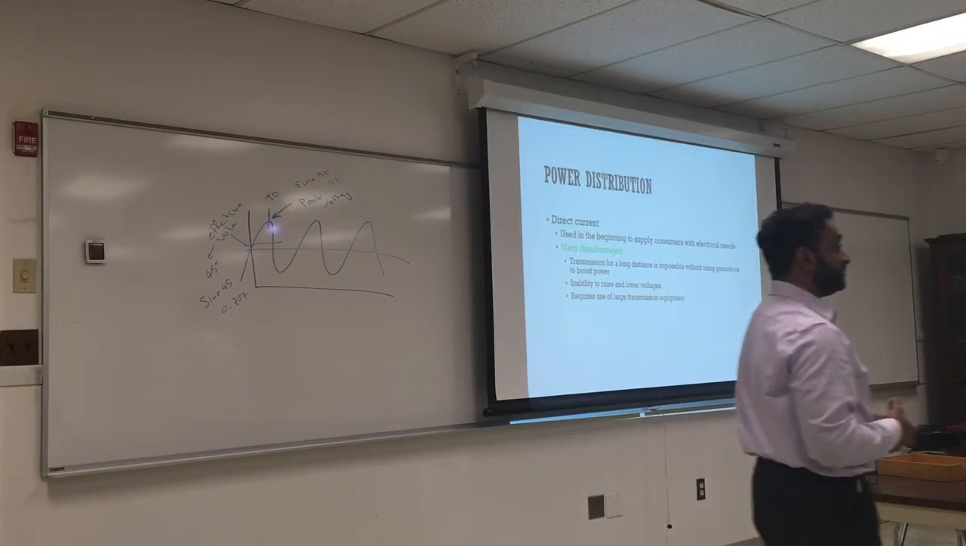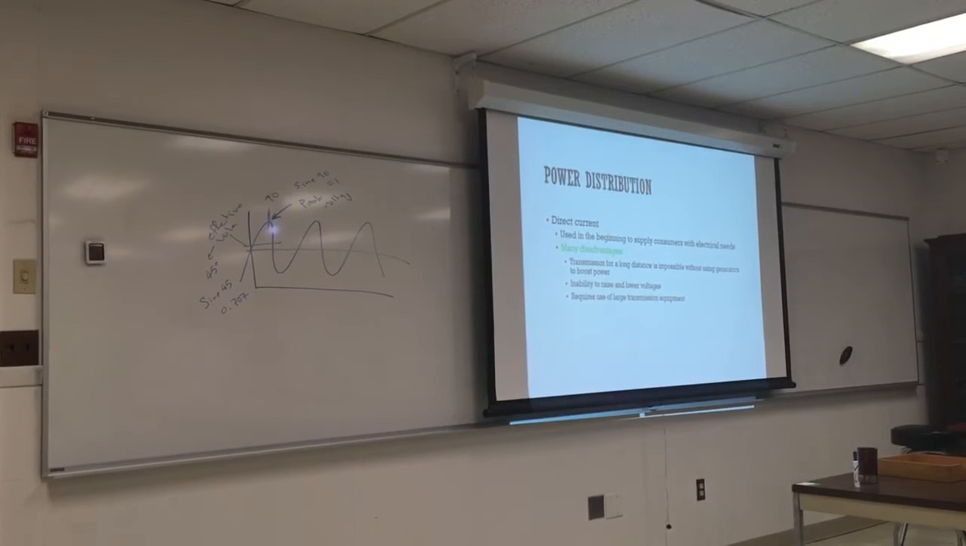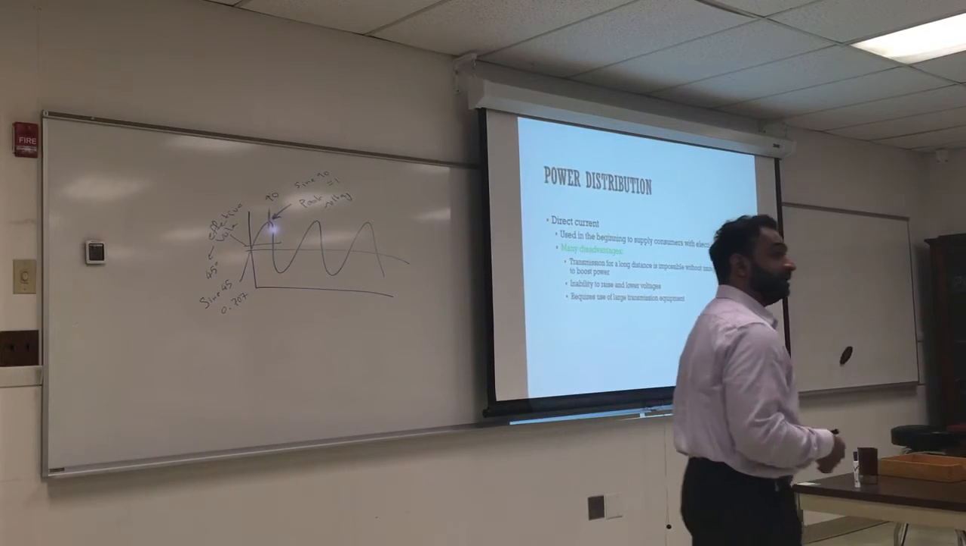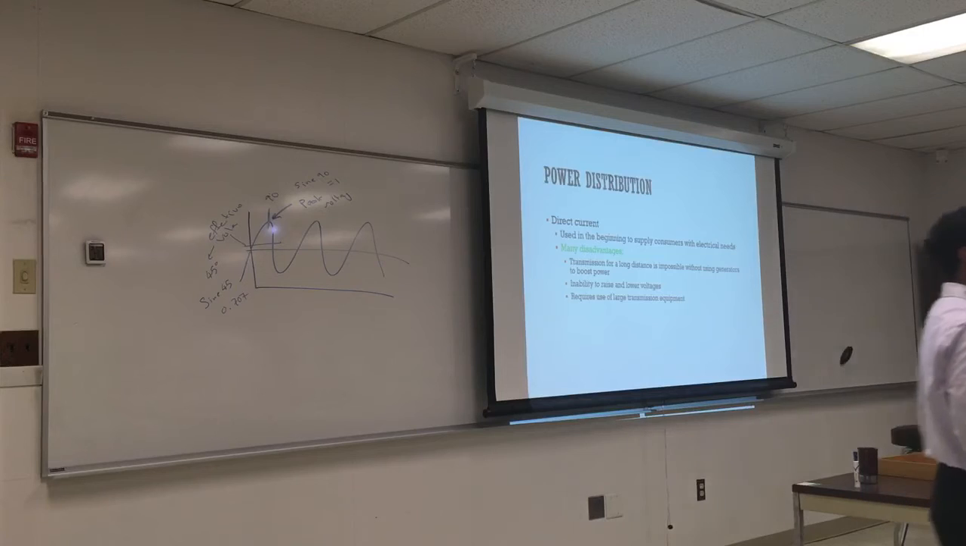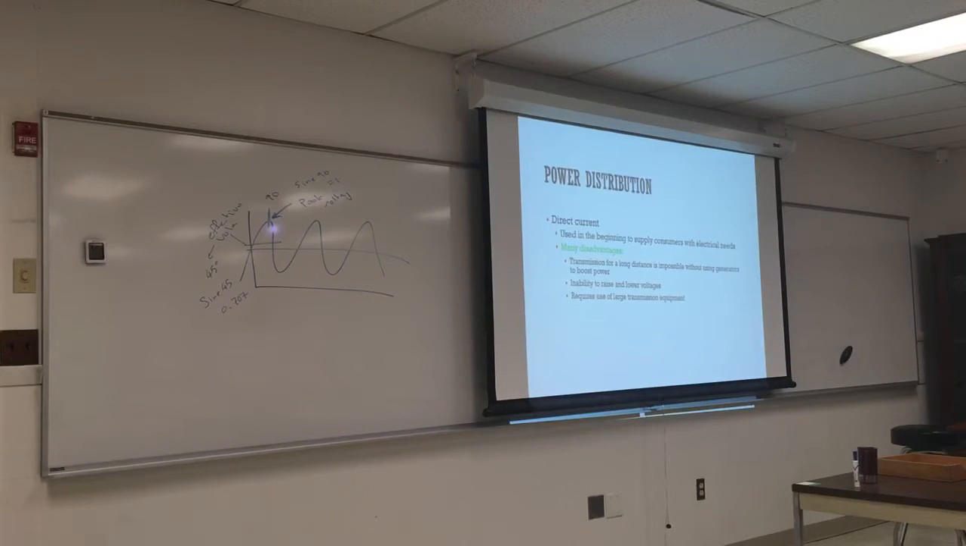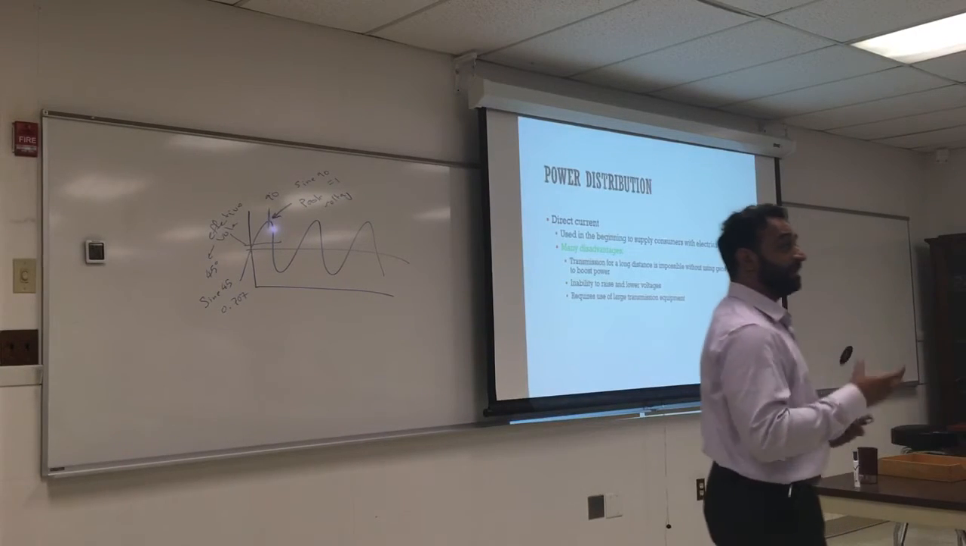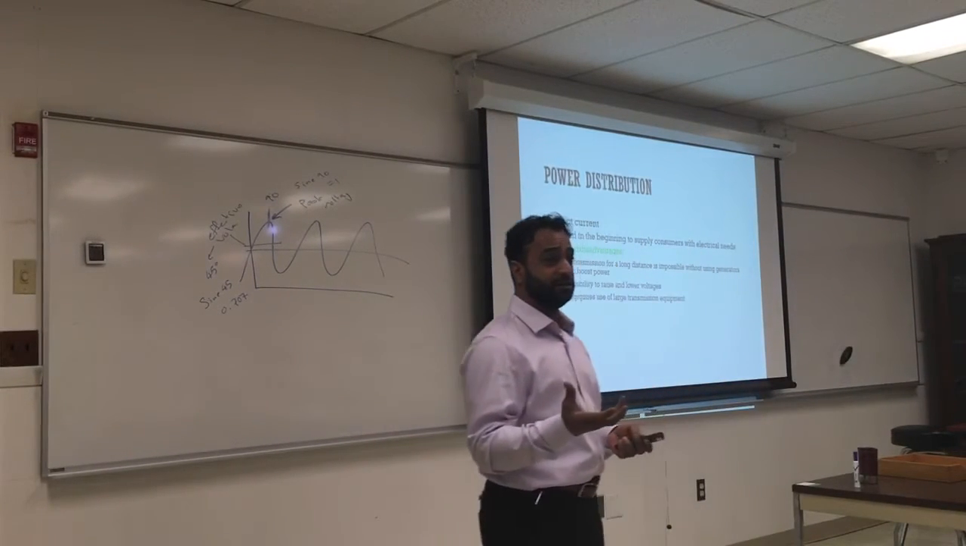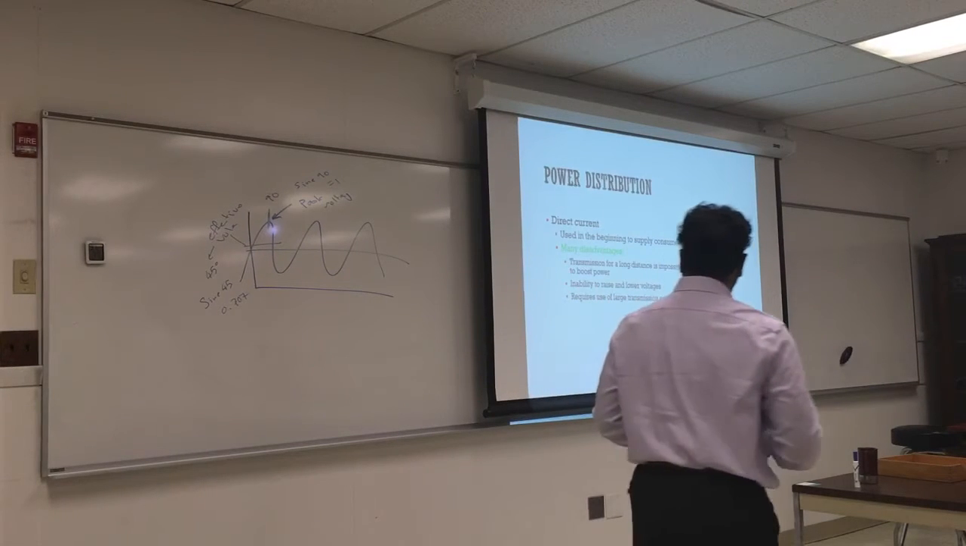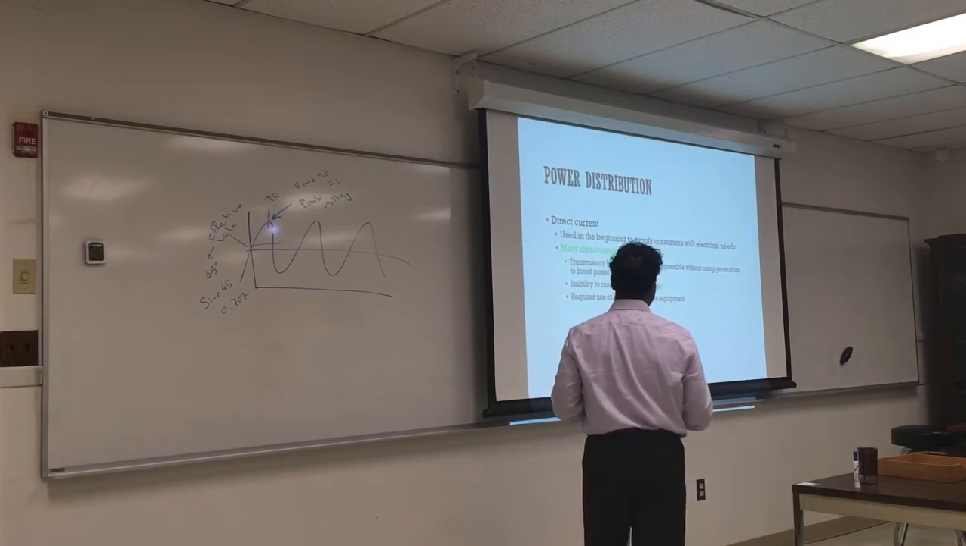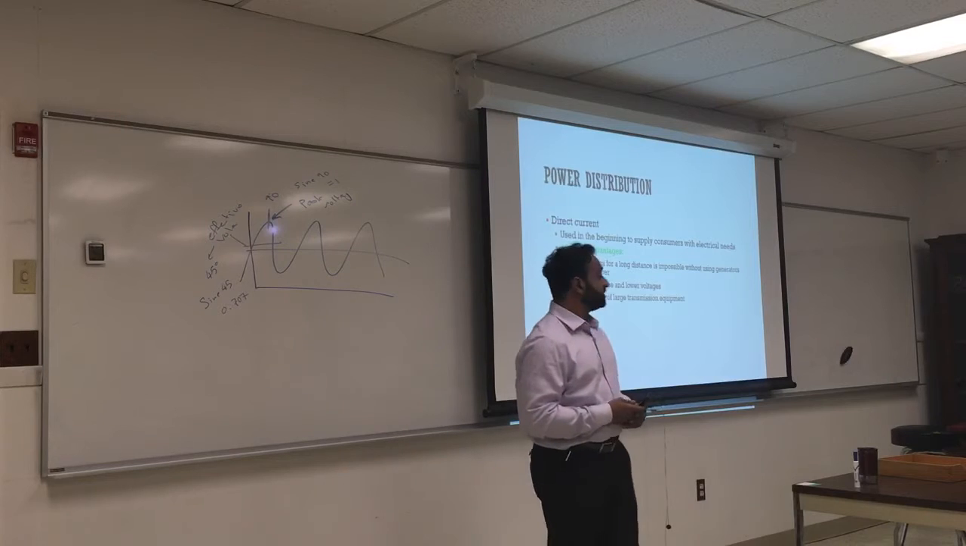What voltage goes into photovoltaic cells? AC or DC? Photovoltaic cells, solar cells? DC. As Tim said last class, why is it DC? It's a chemical reaction. It's going to give you constant voltage for a long time. Same as batteries. Most batteries are DC. You agree? So transmission for a long distance is impossible without using generators to boost power.